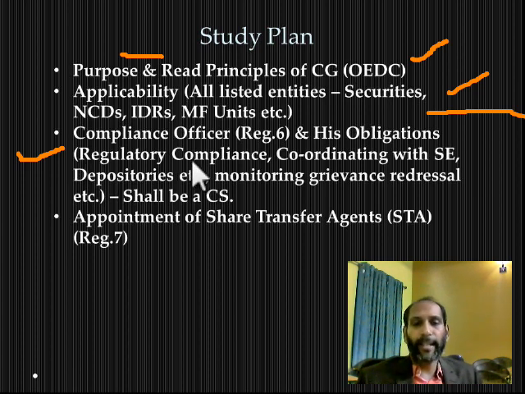What are the obligations generally? Regulatory compliance, coordinating with the stock exchanges and coordinating with the depositories, monitoring the grievance redressal procedures of the company, and he should be a CS basically. So this is very important.